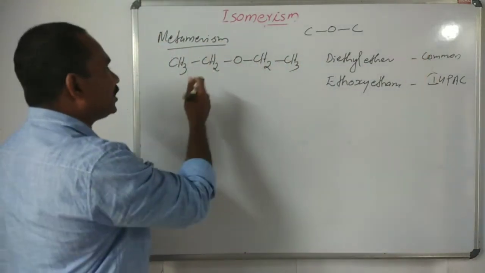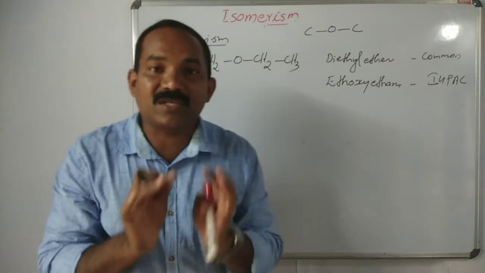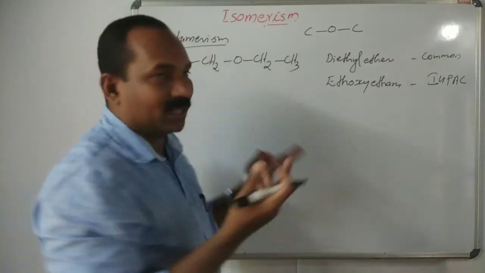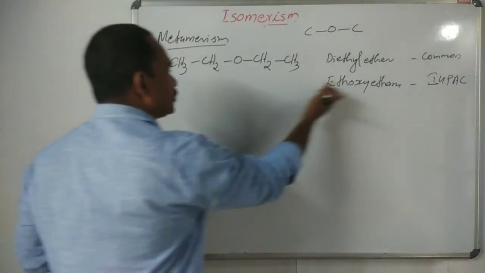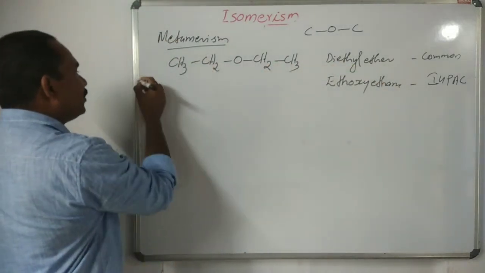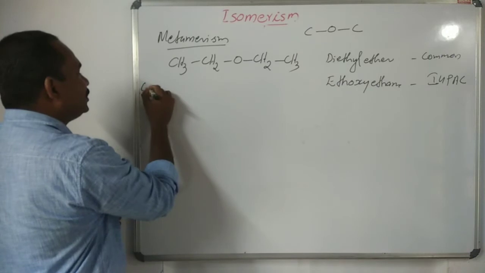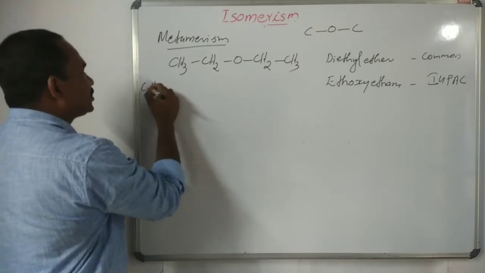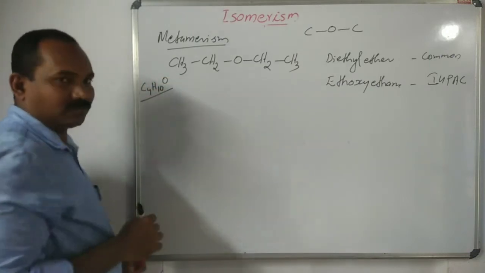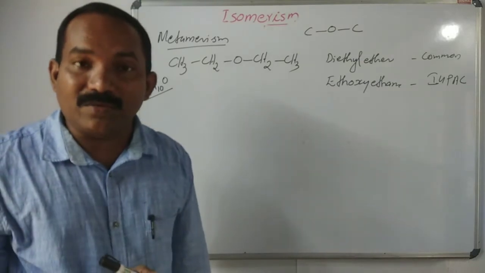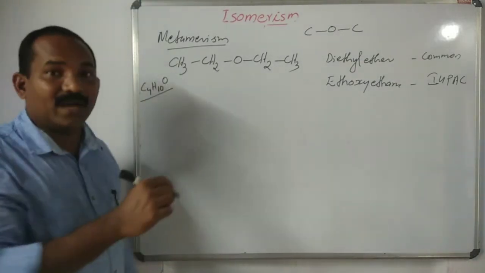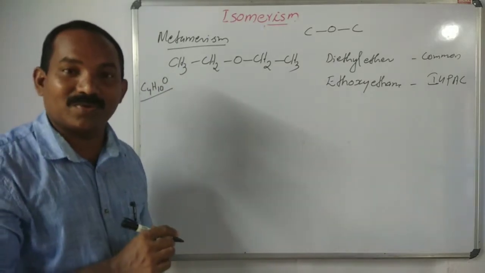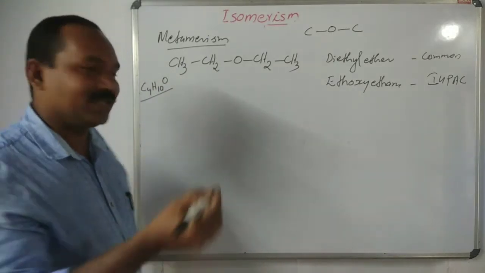But in the IUPAC name, the smaller group is treated as alkoxy. Here both sides have the same number of carbon atoms, two on either side, so it is ethoxyethane. The formula of the molecule is C4H10O. With the same molecular formula and the same functional group, the compound can still be different.